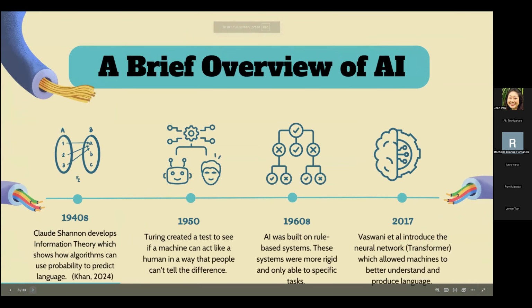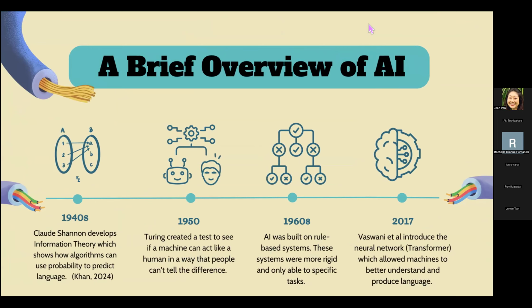Really briefly, we're going to talk about some important moments in the history of generative AI. And this is really just scratching the surface. It's not by any means in depth. So in the 1940s, we see mathematician Claude Shannon developed information theory. And this basically shows how algorithms or equations can use probability to predict language, right? So we see this relationship between math and language going on.